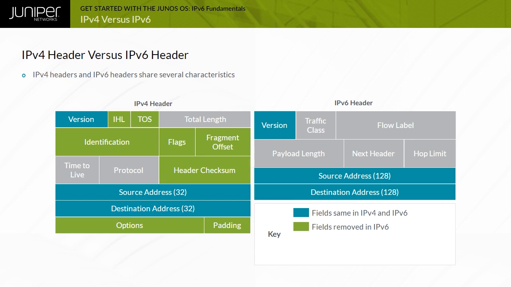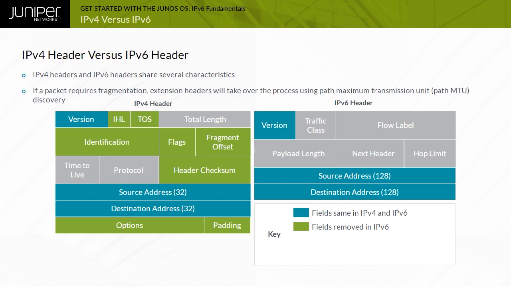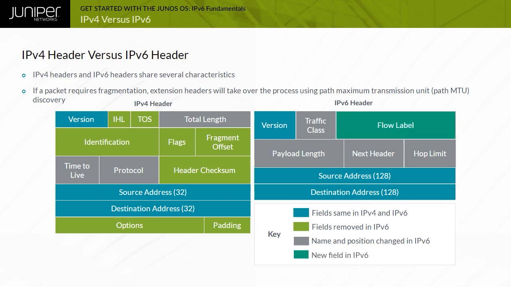Because the IPv6 header is always a fixed size, the header length is no longer necessary. If a packet requires fragmentation, extension headers will take over the process using the Path Maximum Transmission Unit, or Path MTU discovery. Some fields in the IPv6 header were moved from their previous locations in IPv4. The type of service, or TOS field, was replaced by the traffic class, or TC field. The TTL and protocol fields were also renamed and moved in IPv6. The flow label field is a new field in IPv6.